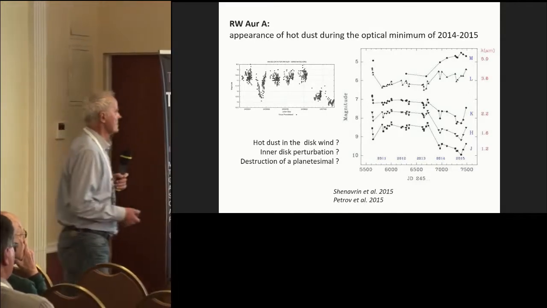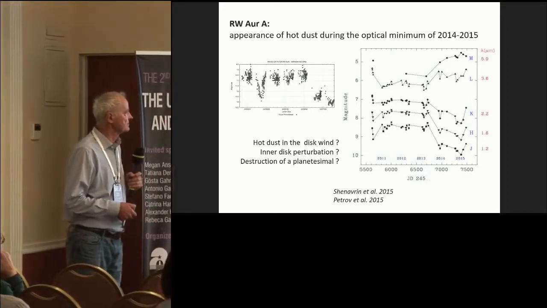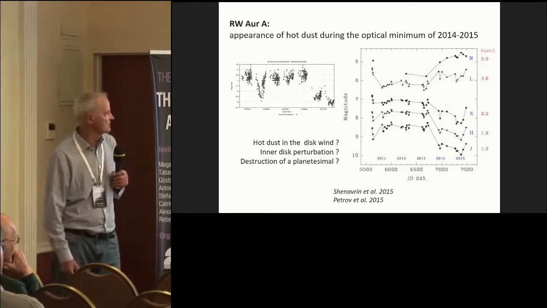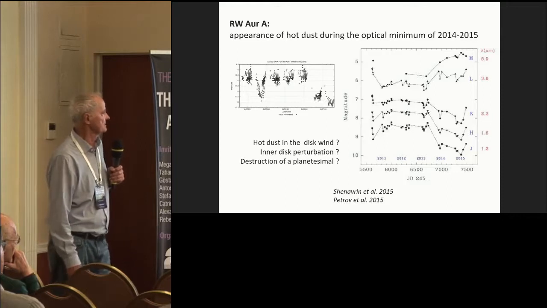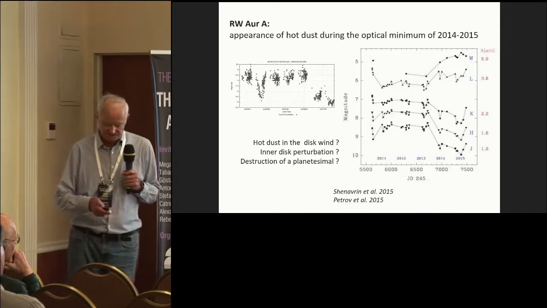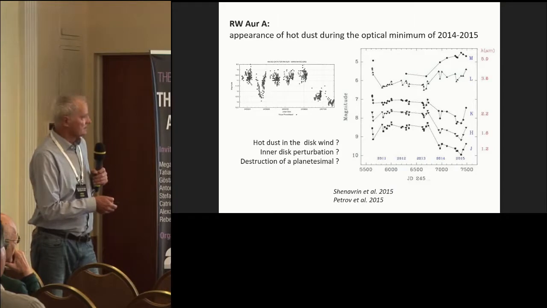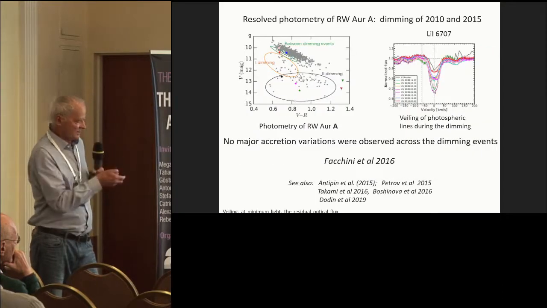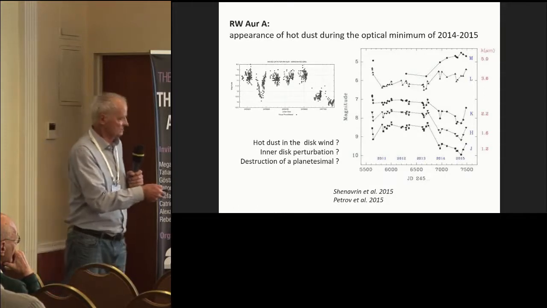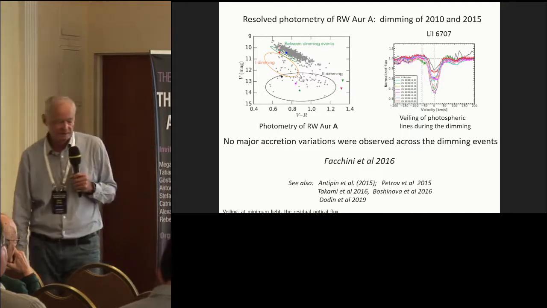The questions are where it comes from. Is it hot dust in the disk wind? Is it hot dust which comes from the disk due to some inner disk perturbations? Or is it destruction of planetesimals, as was suggested earlier? The distribution of energy shows that the temperature of this hot dust is about 1,000 kelvins.